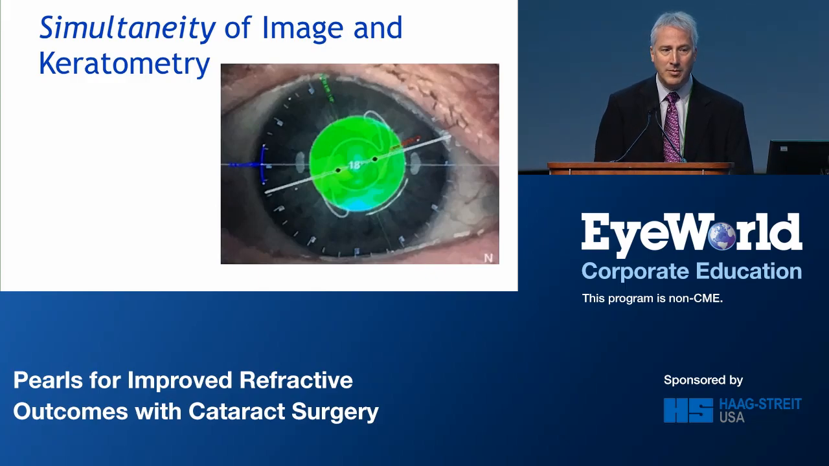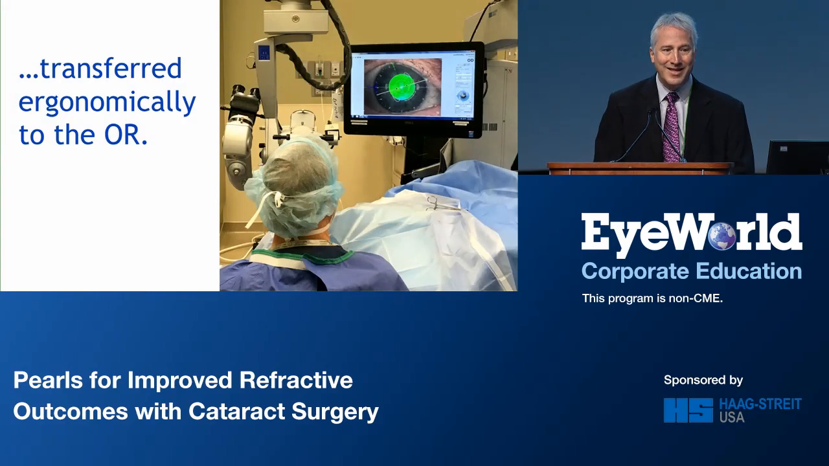And so when that keratometry is captured, the image of the anterior segment is captured at the same time. I don't care whether the patient had their head on their ear, as long as the keratometry and the picture are captured at the same moment. Then when I use my reference marks, I know I'm going to be getting it right. And this information can now be transferred ergonomically directly to the operating room.